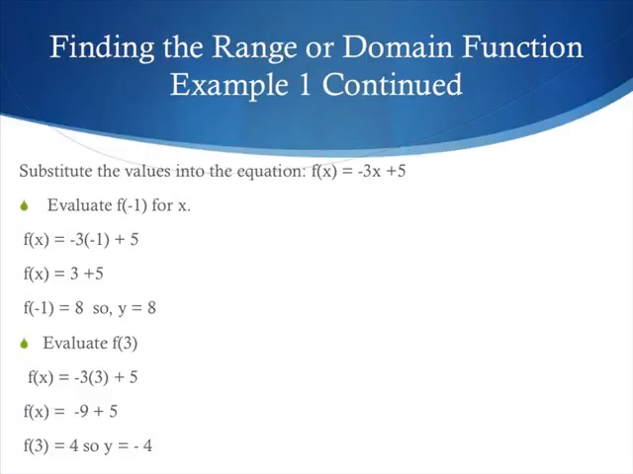To find the range and domain values, we need to substitute the values into the equation f of x equals negative 3x plus 5. First, we evaluate f of negative 1 for x. To get f of x equals negative 3 times negative 1 plus 5. So we get f of negative 1 to be 8.